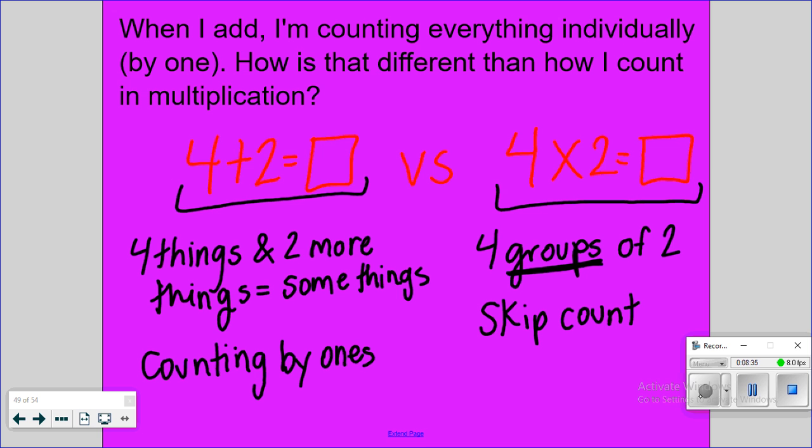Can you say that again? Addition and multiplication are very similar. They're close. We can use addition to do multiplication, but they are different. They are different. All right.